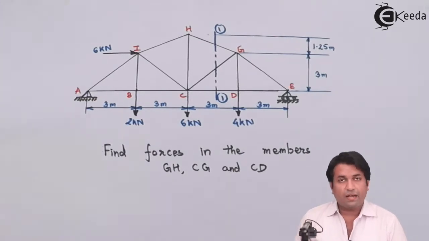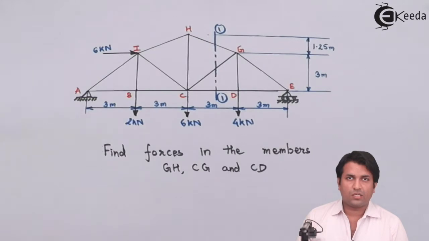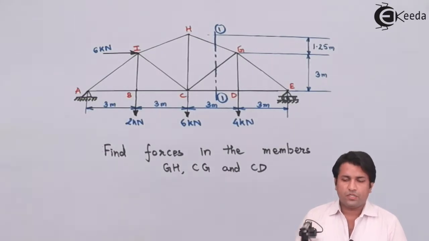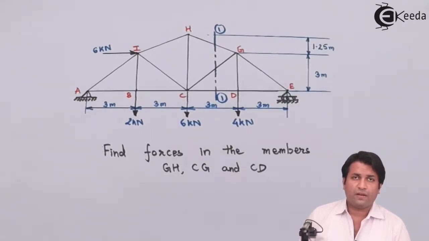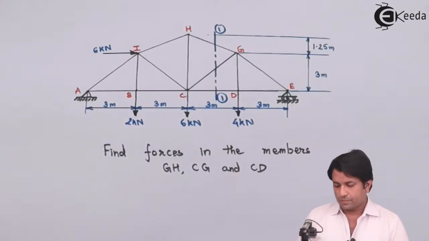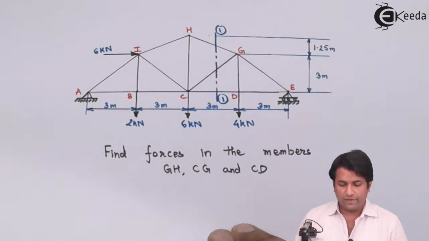In this case, I'm having one hinge support and a roller support. Hinge support having two reactions and a roller support having one single reaction. So the total number of reactions I'll be having over here is 3. So I'll go ahead with solving this problem.